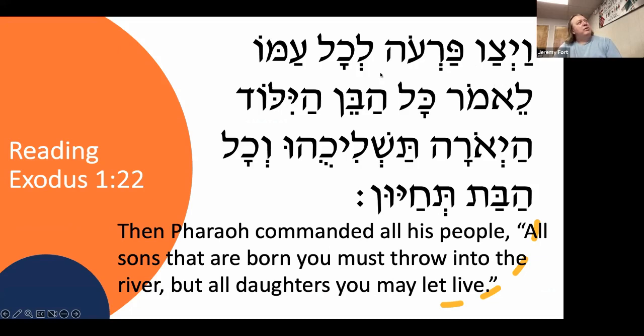Vaitsav paro lechal amo lemor kal aben hayilod aora tashili hubu vekal chabat tehayun. Tehayun. It's a tough one. Some of these are feminine forms, and you just don't run into feminine forms used this way very often.